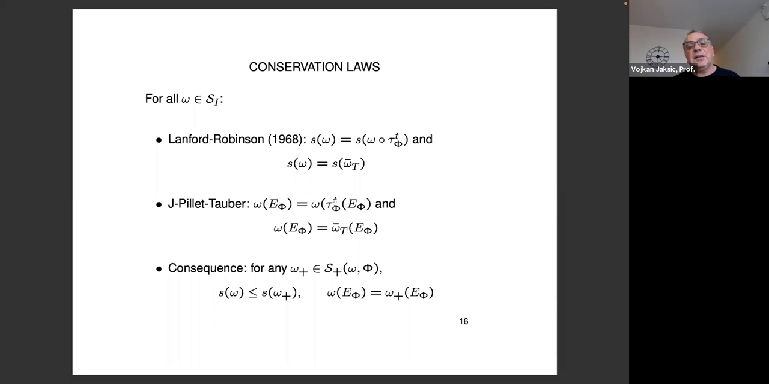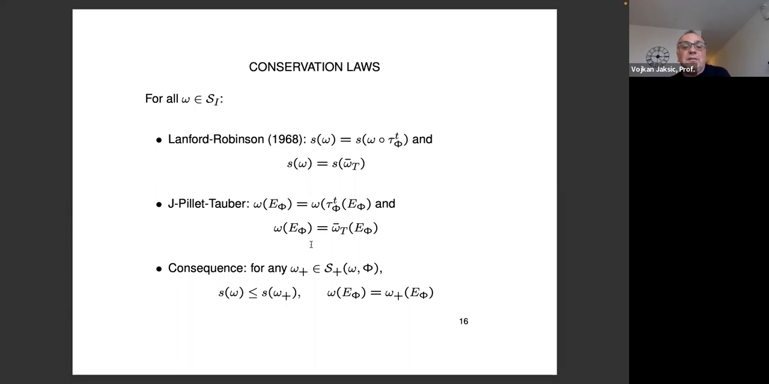But the rigorous mathematical proof has to take into account that one is dealing with infinite systems, and the proof we have is actually technically harder than the Lanford-Robinson result, although the statement is more intuitive. The same result holds for the averages, of course. So if you do know a reference for this result, it should have been known for 50 years. Just drop us a note. We don't know. We don't have a reference.